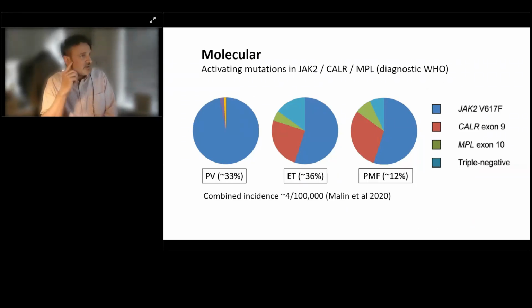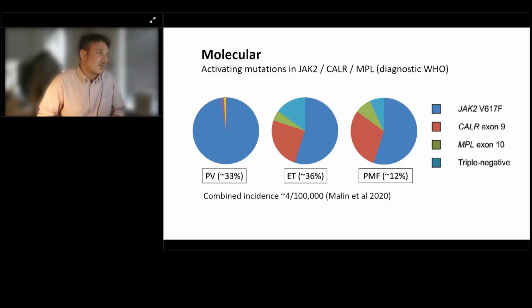The molecular pathogenesis is underpinned by mutations in 3 key oncogenic genes. So we've got the JAK2 gene, which we see mutated in about 95% of polycythemia cases.